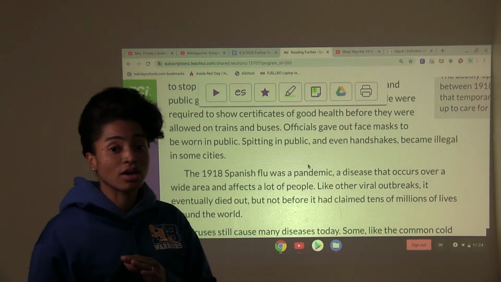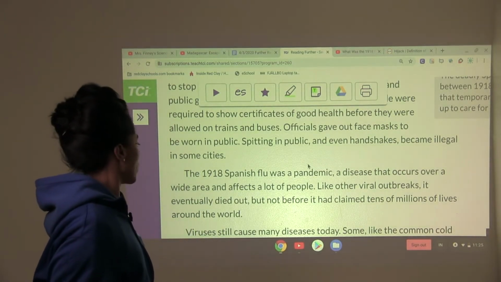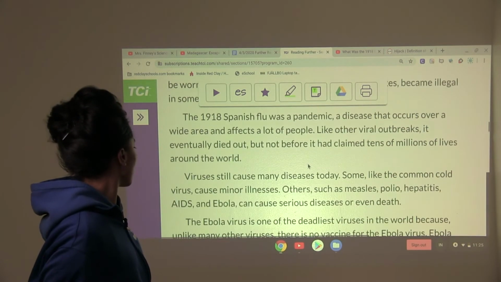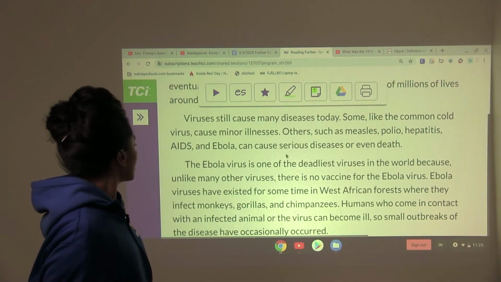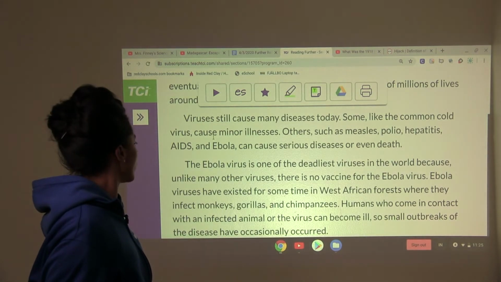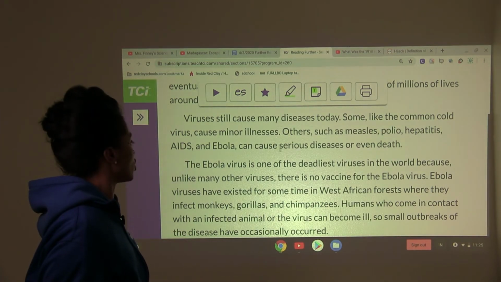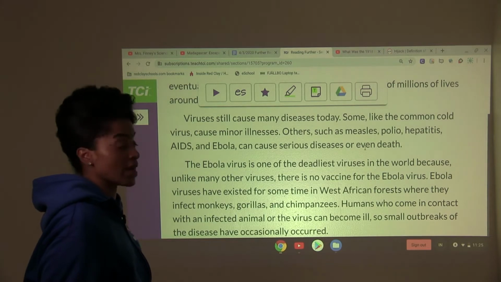All right, so that video gives us a visual of what was going on in 1918 with the Spanish flu, okay? Viruses still cause many diseases today. Some, like the common cold virus, cause minor illnesses. Others, such as measles, polio, hepatitis, AIDS, and Ebola, can cause serious diseases or even death.